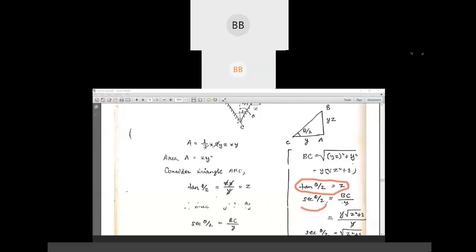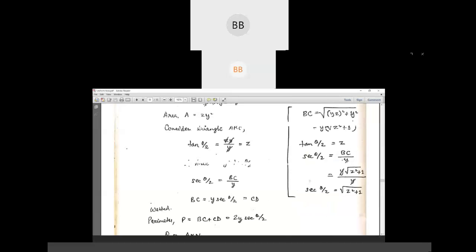So similarly, we are going to find out sec theta by 2, that is BC by Y. So BC we have already calculated, Y root over Z squared plus 1, and then divided by Y. Ultimately, we are getting root over Z squared plus 1 for sec theta by 2, and for tan theta by 2 it's Z. From here you can also write BC is equal to Y sec theta by 2. As sec theta by 2 is BC by Y, you can write BC is equal to Y sec theta by 2. And what is sec theta by 2? It's root over Z squared plus 1.